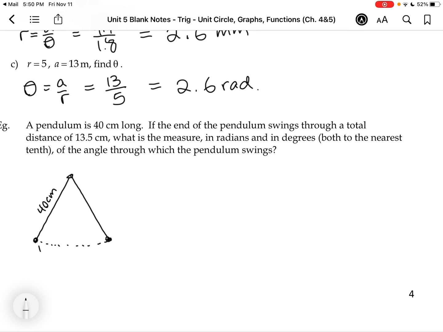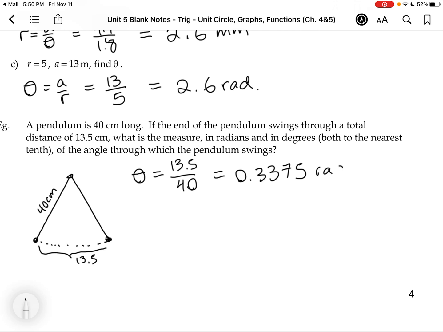A sector is part of a circle. The arc length is 13.5. So we want to know theta. Theta is A over r. So in this case, that's 13.5 over 40. And that works out to 0.3375 radians.